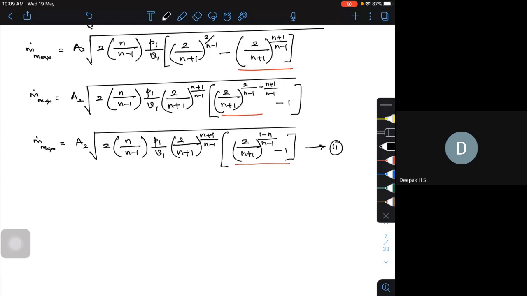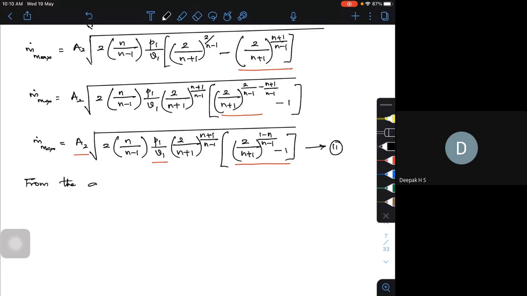Now if you look at that particular equation 11, it depends on the initial conditions P1 and V1, and the throat area or exit area. And the maximum mass flow rate is independent of your exit nozzle pressure. Nowhere do I have the P2 value, so I can write comments from the above equation.